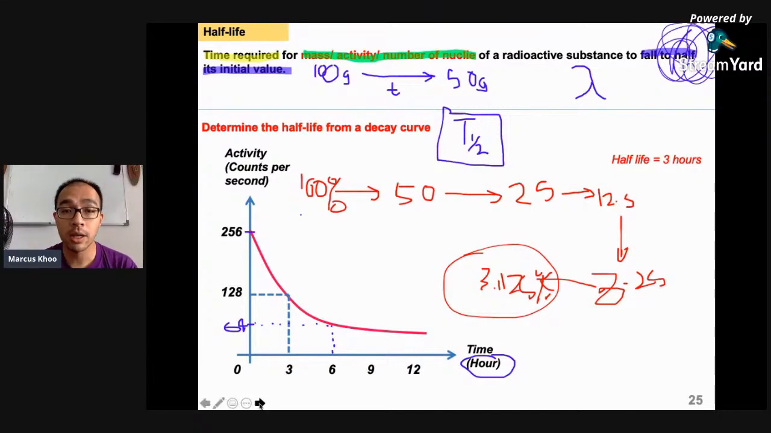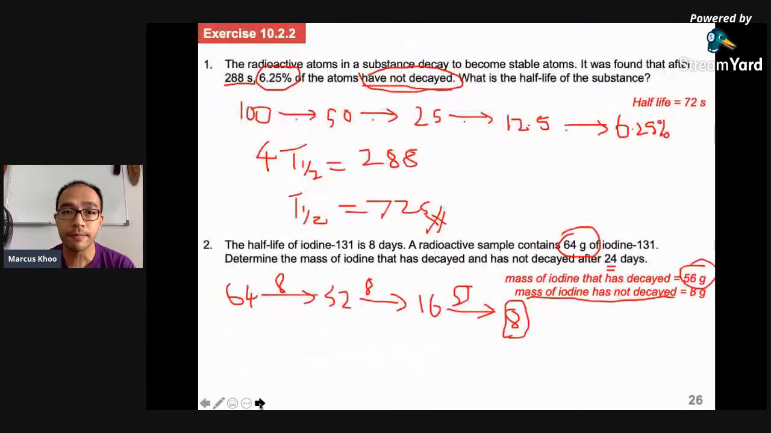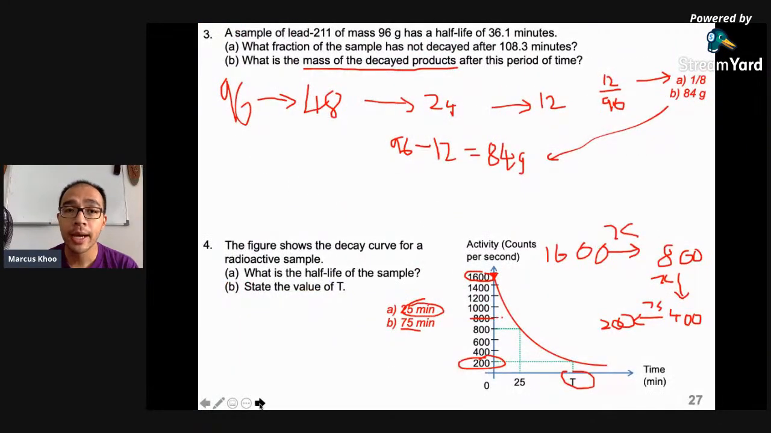Actually, it's not that difficult. It just requires us to remember that the decay series is a geometric progression. So it will never be minus, minus, minus. It's always times half, times half, times half. That's the second part of our webinar today.